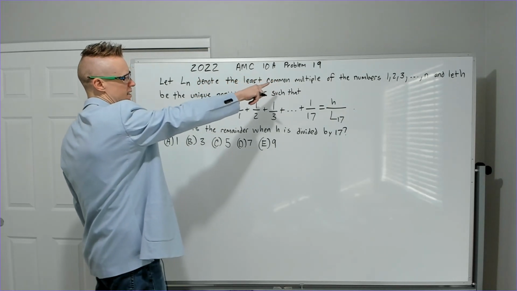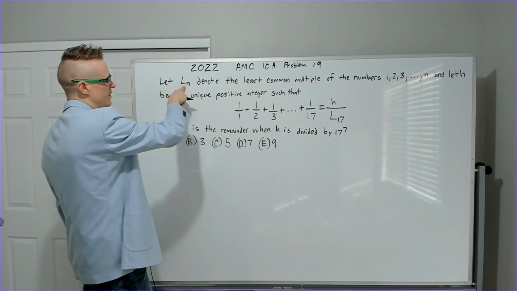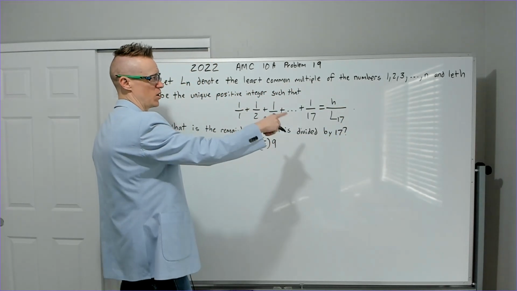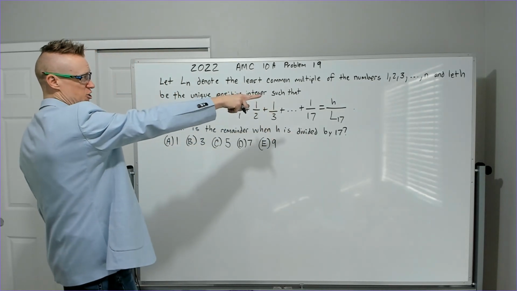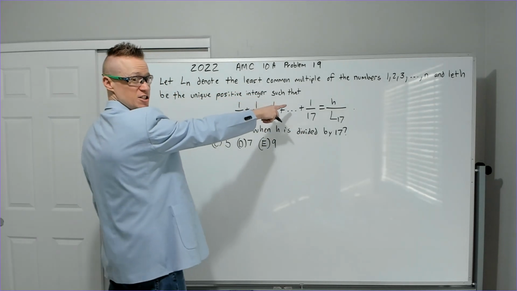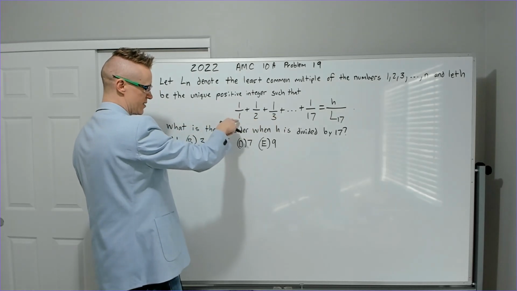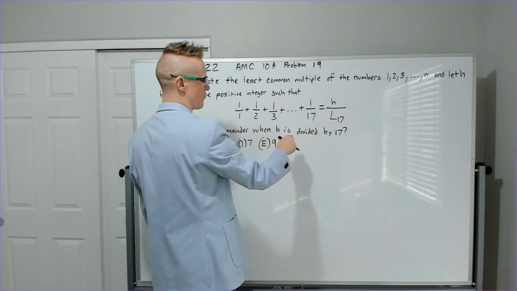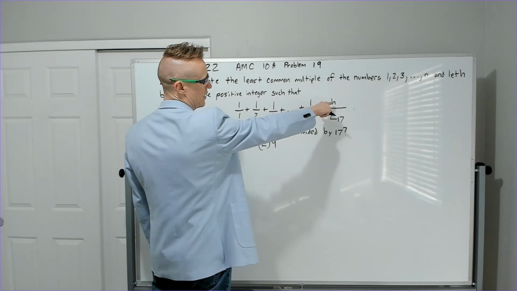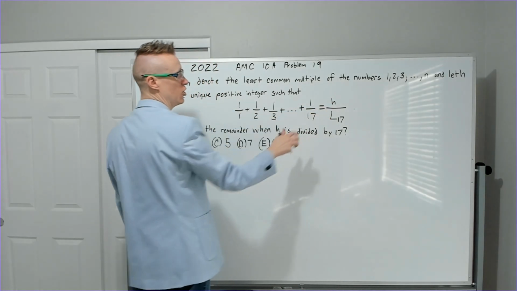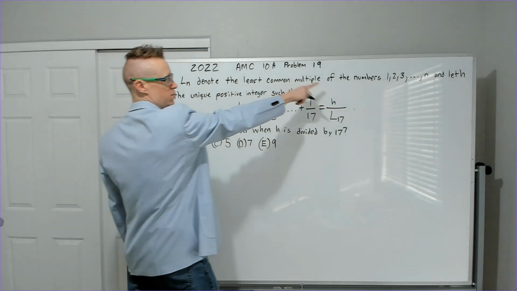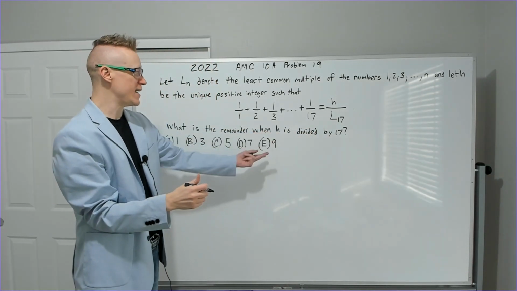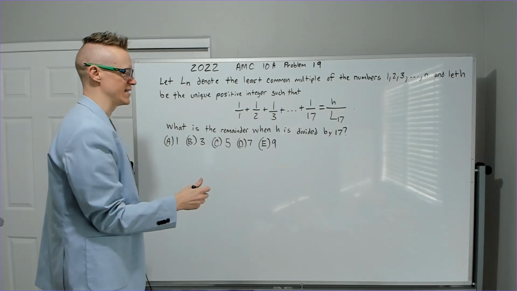The 2022 AMC 10A problem 19. Let L sub n denote the least common multiple of the numbers 1 to n, and let h be the unique positive integer such that the sum of all of these unit fractions, with the denominators 1 to 17, is equal to h over the least common multiple of the numbers 1 to 17. What is the remainder when h is divided by 17?